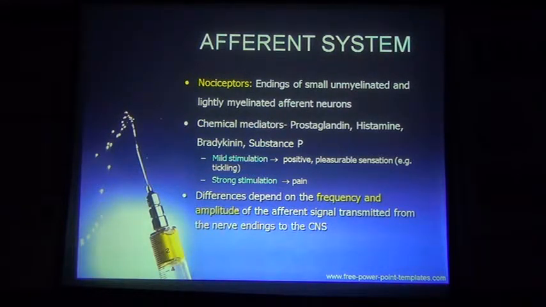In the afferent system, as I already said, the nociceptors are small unmyelinated free nerve endings, along with certain receptors like the Pacinian corpuscles we have read before. All these receptors convert mechanical energy and transduce it into a chemical or electrical signal, which passes through the nerve fibers. The nociceptors can be stimulated by chemical mediators as well. The chemical mediators are prostaglandins, histamine, and bradykinin, which is a very powerful pain stimulator. Substance P was recently found to be more powerful than bradykinin.